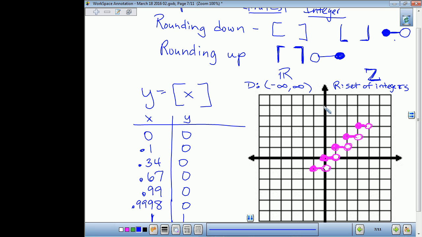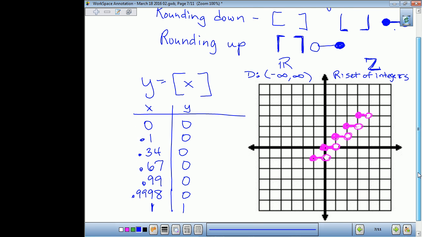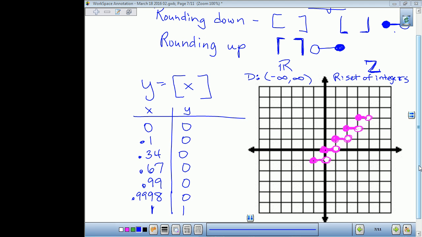Question. If you were finding the y-intercept, and you plugged in 0 for x, what would you get? We plug in 0, we get out 0.